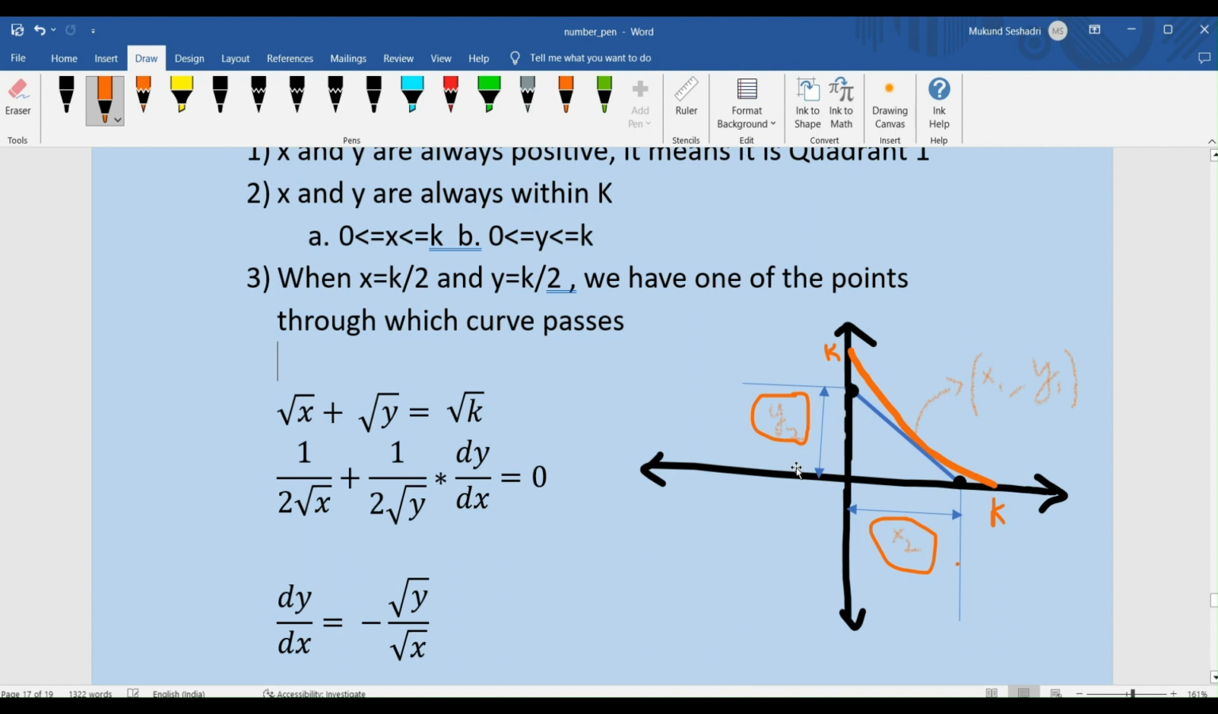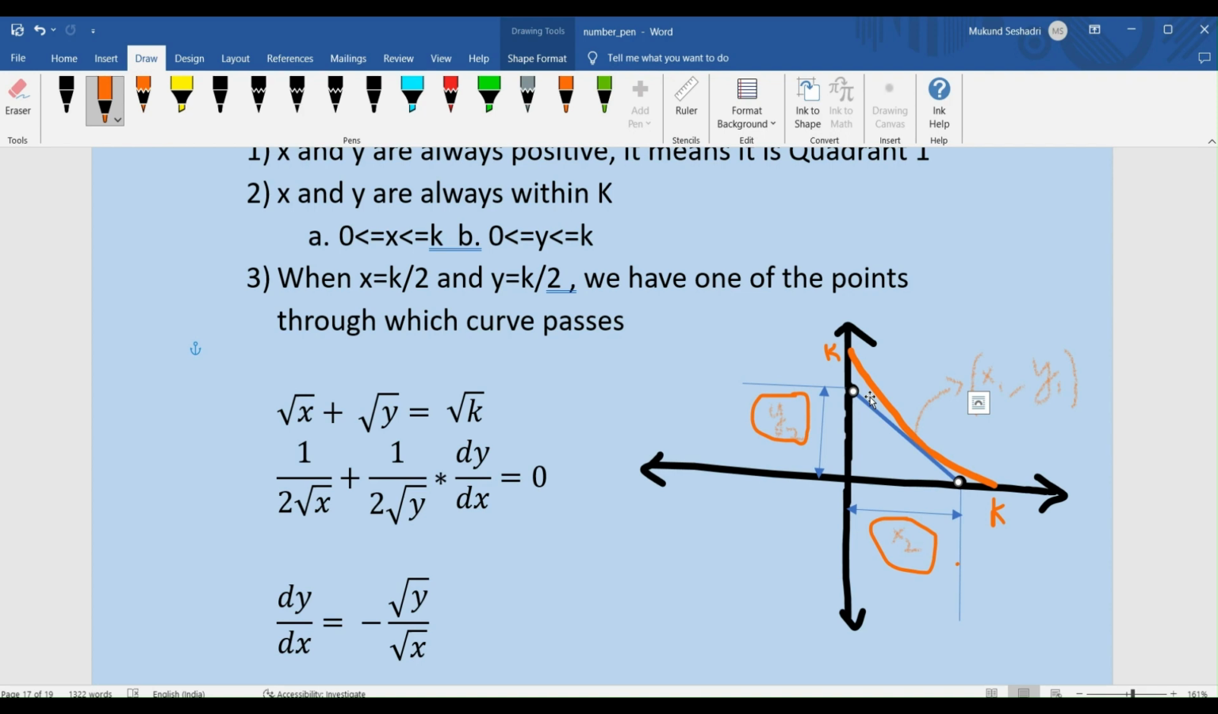Now, to find y2 and x2, all we have to do is find the equation of the tangent to this curve. This blue line, which is the tangent, we will have to find the equation of this line. How do we arrive at the equation of this line? We are quite familiar with this. We know the slope of the line, and we know one of the points through which the line passes. We can easily arrive at the equation of this line using the formula y minus y1 equals m into x minus x1. That's the equation of a line passing through x1, y1 with a slope m.